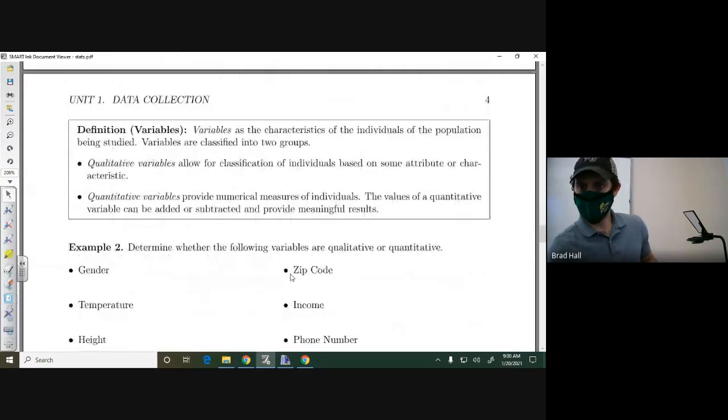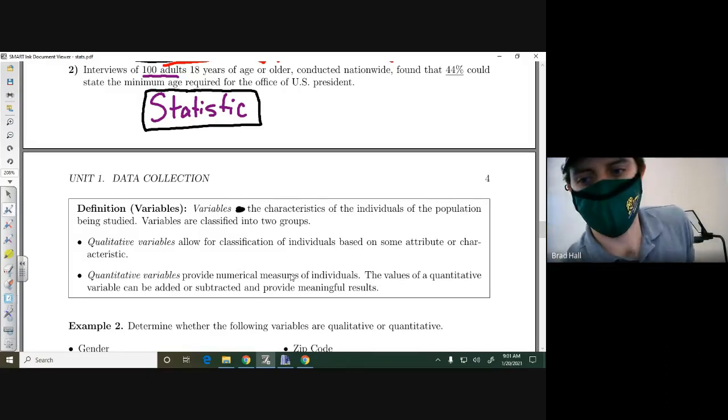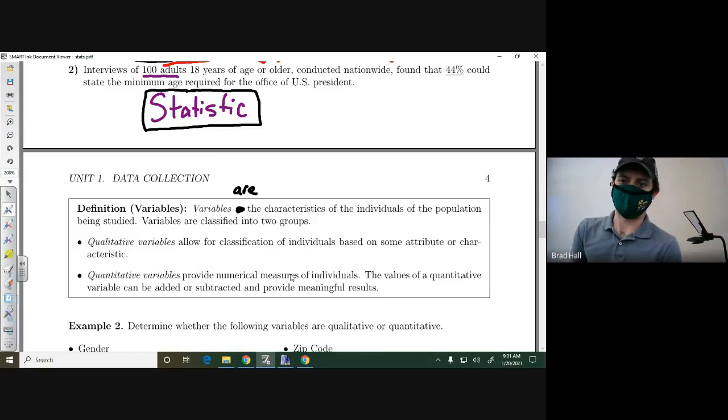We also have these things called variables. Variables are the characteristics of the individuals of the population being studied. Variables are classified into two groups. So characteristics of an individual, obviously the data, where the data comes from, it's these various variables.